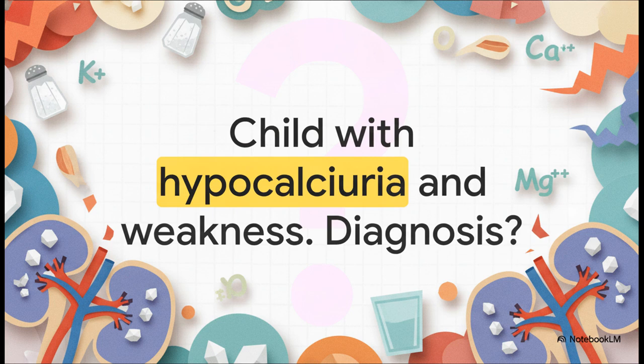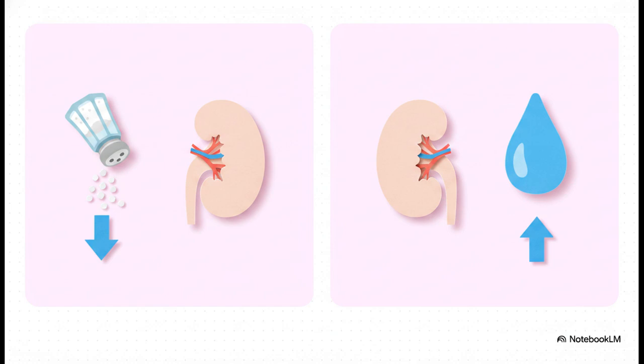You run some labs and find chronic hypokalemia, hypomagnesemia, and metabolic alkalosis. A urinalysis shows marked hypocalciuria, but the renal ultrasound? Completely unremarkable. So out of Bartter syndrome, Gitelman syndrome, Fanconi syndrome, Liddle syndrome, or congenital adrenal hyperplasia, what is the diagnosis? If you guessed B, Gitelman syndrome, you hit the nail on the head.